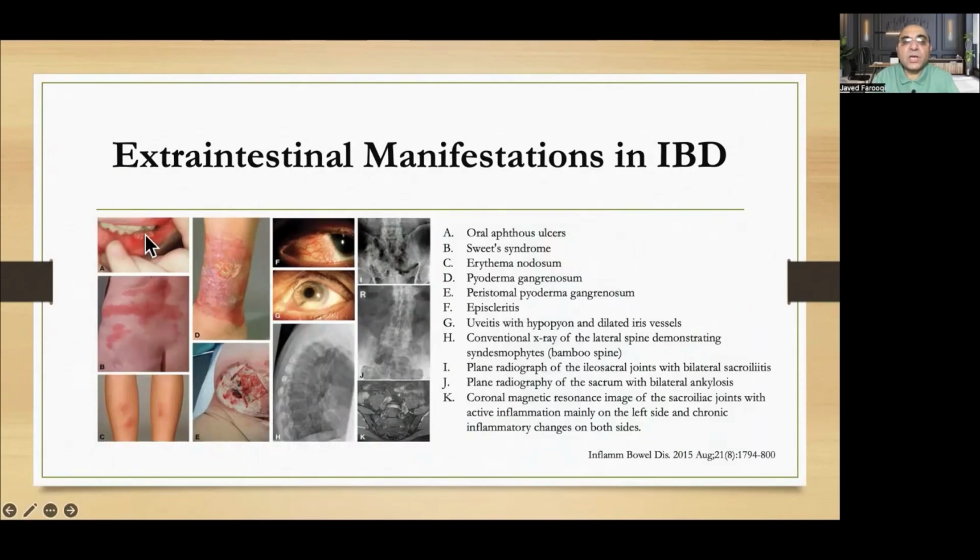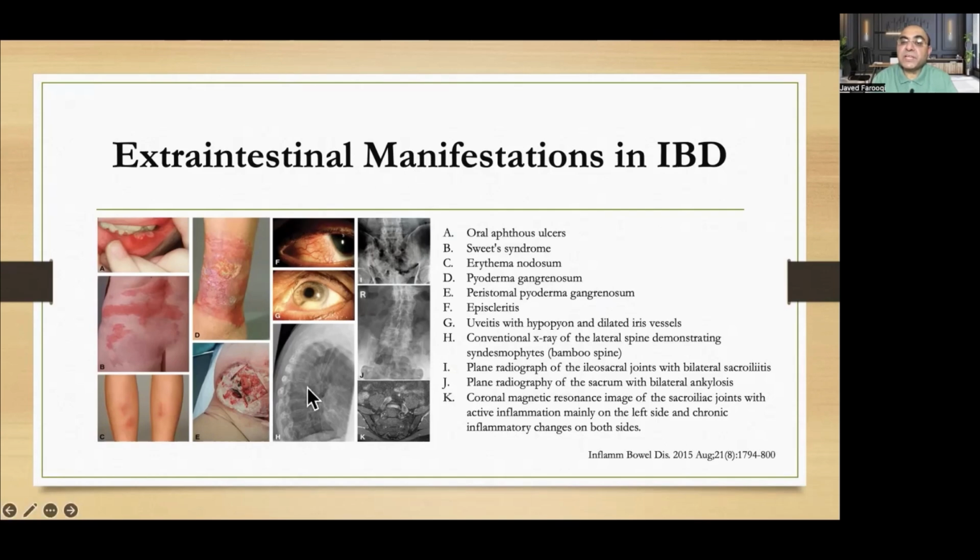Like here, the aphthous ulcers. This is Sweet syndrome. This is erythema nodosum, pyoderma gangrenosum, peristomal pyoderma gangrenosum. Then this is episcleritis, uveitis with hypopyon and dilated iris vessels.